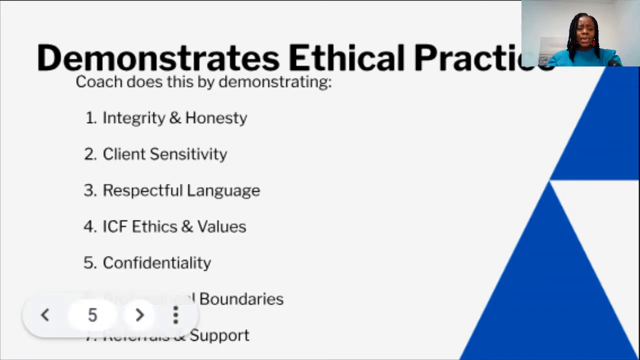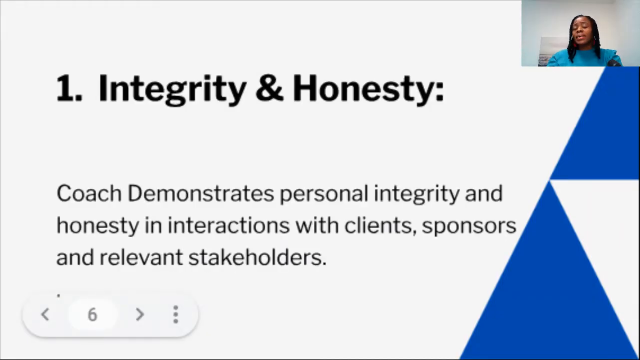So we can quickly dive into the details. Integrity and honesty, like who you are, these are qualities of being. Are you honest? This is essential. Are you someone who walks the talk? Are you honest in your interaction with the clients, with those who are sponsoring your clients, with all the people involved in the coaching process? One may say, well, what does integrity have to do with all of this?